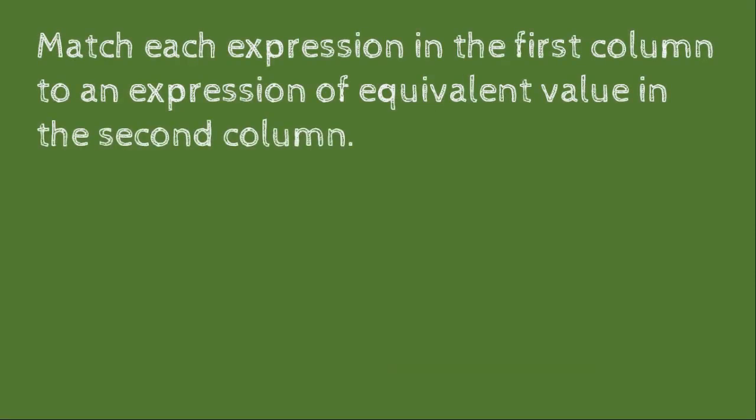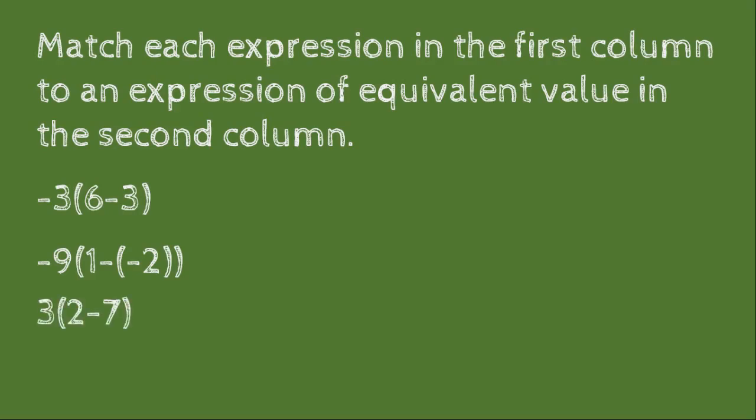Match each expression in the first column to an expression of equivalent value in the second column. So we have -3(6 - 3), -9(1 - (-2)), 3(2 - 7), -2(-5 + 1). In the next column, we have -3(3 - (-6)), -4(3 + (-5)), -5(2 + 1), -1(2 - (-7)).